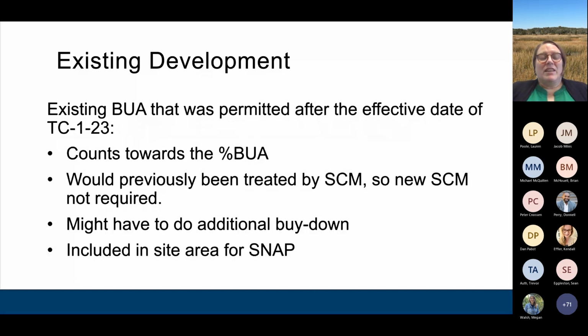So finally, this is thinking ahead. So if you get something permitted, you know, later this year, and then a few years from now, come back to add additional impervious areas to that site, any BUA that was permitted after the effective date, so after May 1st, 2023, counts towards your percent BUA, would have previously been treated by a primary SCM, so an additional SCM wouldn't be required for that BUA. But it might have to do additional buy down, and you will include that area in SNAP.